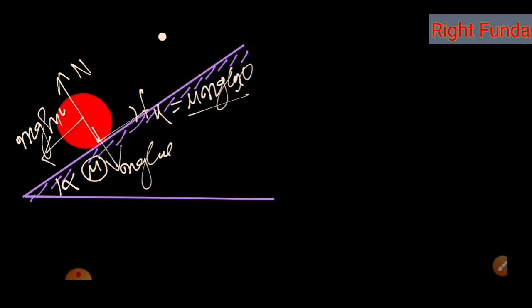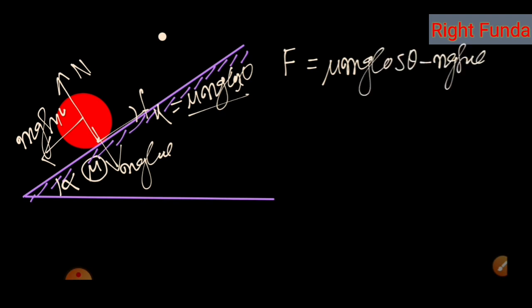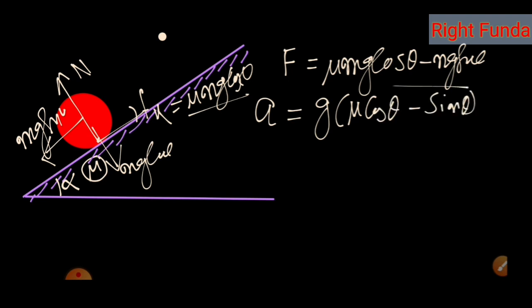So from this we can write the force acting on the body. Net force in the upward direction is μmg cos θ − mg sin θ. From F = ma, the acceleration at any time will be g(μ cos θ − sin θ). So the body will be going upward with an acceleration of this much.